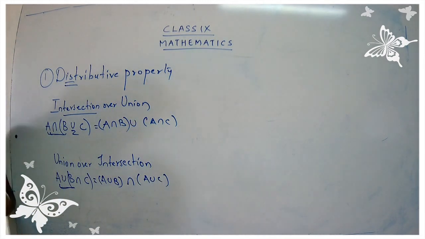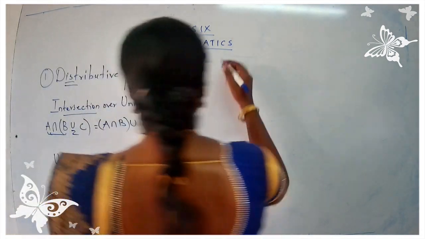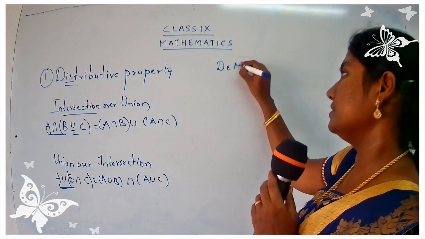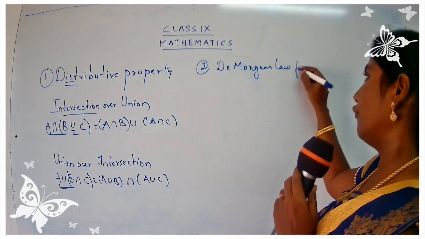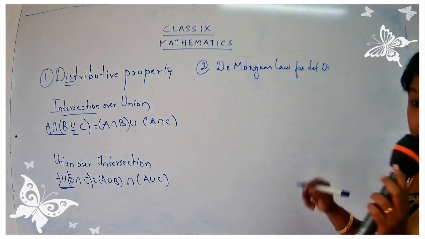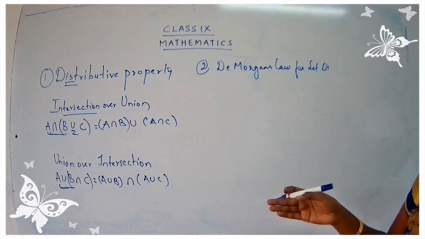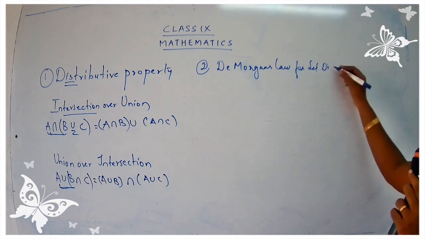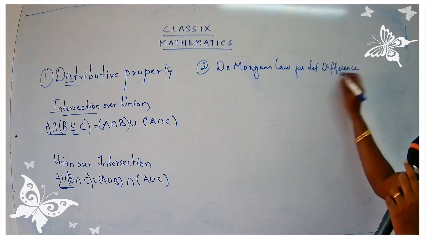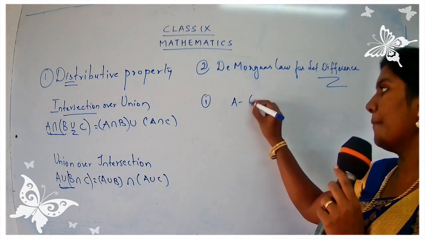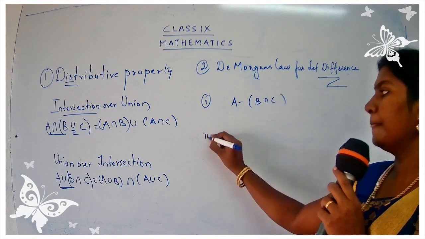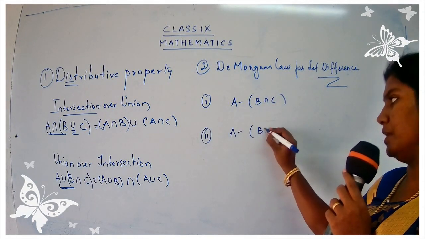Okay, the next one we saw was De Morgan's law for set difference. Let's see what is the De Morgan's law for set difference. No need to take down, this we have already taken down in the class, children. This is just a recap for you. Again we have two cases over here: A minus B intersection C, and A minus B union C.